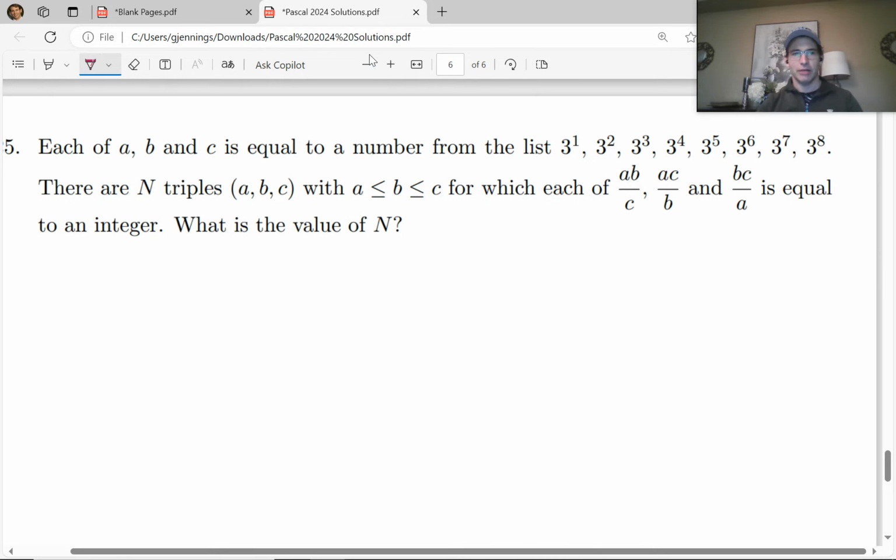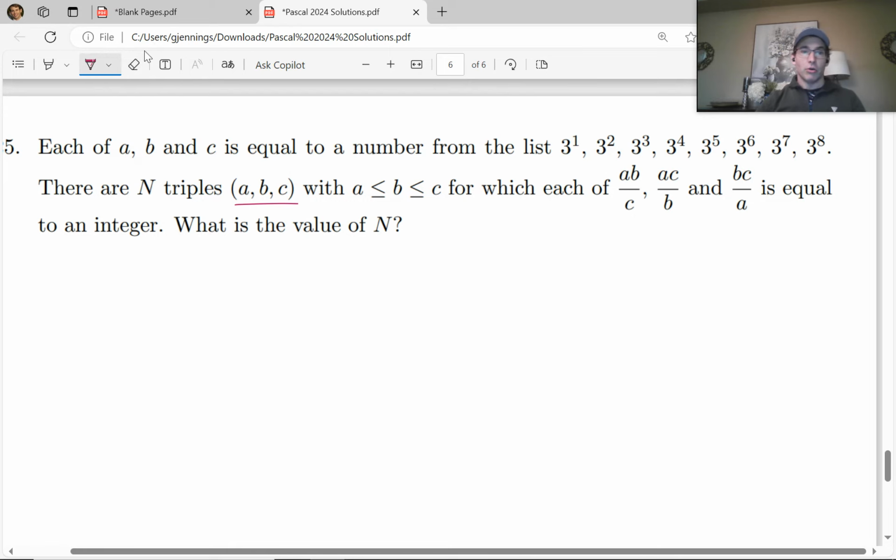We are interested in triples of A, B, C, where A, B, and C are numbers from this list. The numbers are 3, 9, 27, 81, 243, and the next three, I just don't happen to have them memorized. 729, don't forget. You don't need to evaluate them. You don't need your calculator here because this arithmetic is real simple. I'm going to show you the arithmetic tricks.